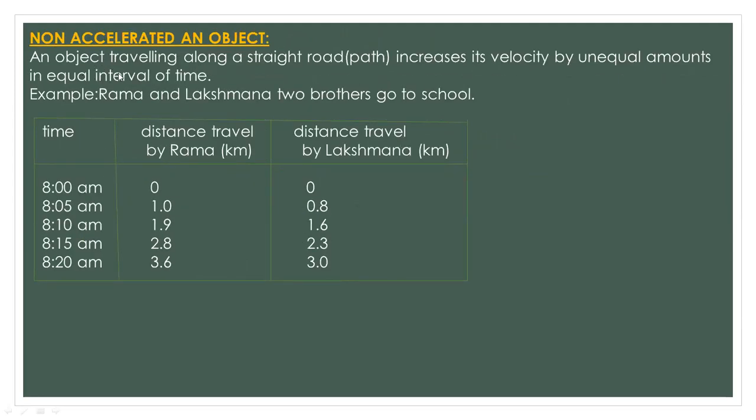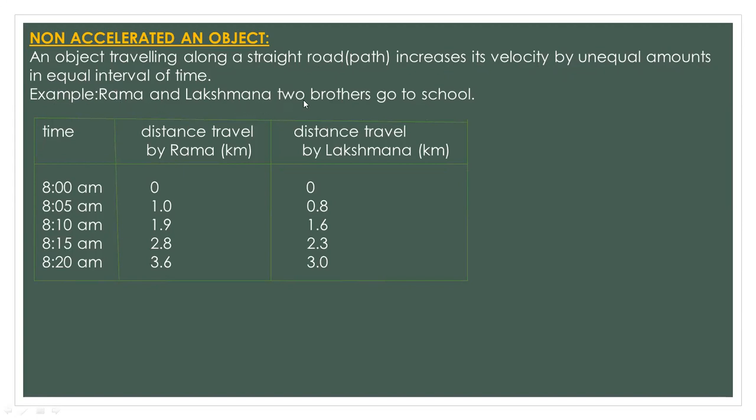Next is a non-uniformly accelerated object. An object which is traveling along a straight road or path increases or decreases its velocity by unequal amounts in equal intervals of time. It means time intervals are equal, but distance covered is unequal. So that is nothing but a non-uniformly accelerated object. Okay, students, for this we shall take one example.